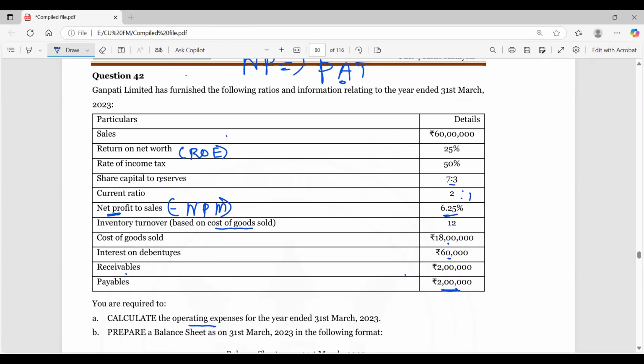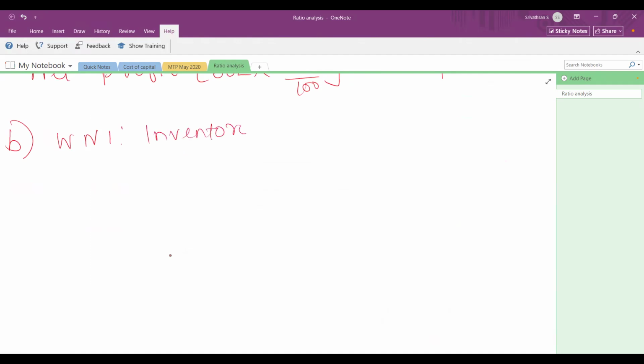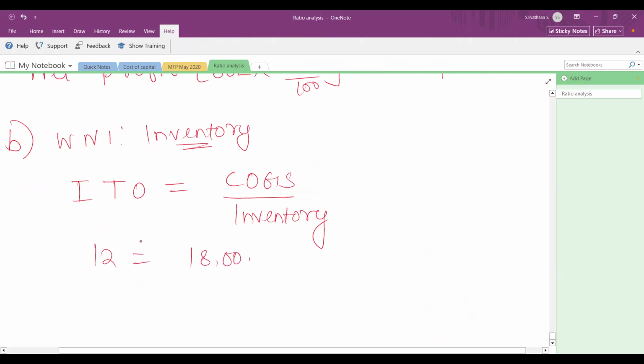So first we can start with the calculation of inventory. So write down requirement B, working note number 1, inventory. Inventory turnover ratio is equal to COGS by inventory. So what is the inventory turnover ratio? How many times is it? 12 times is equal to COGS, which is 18 lakh. So what is the amount of inventory we get?